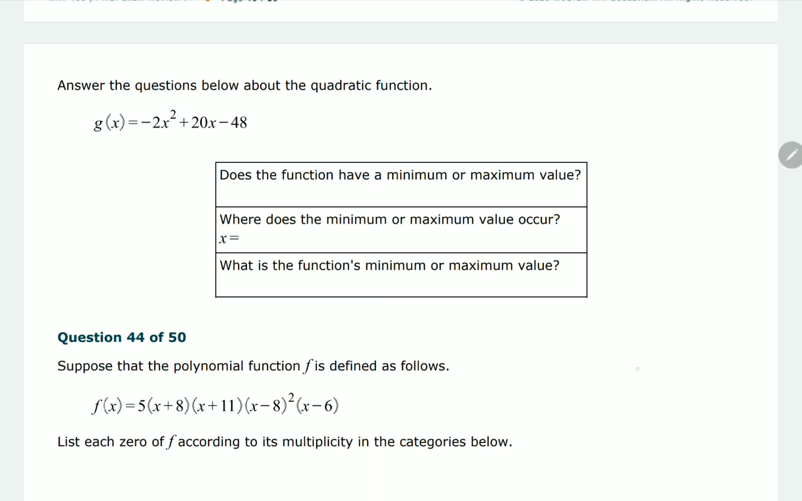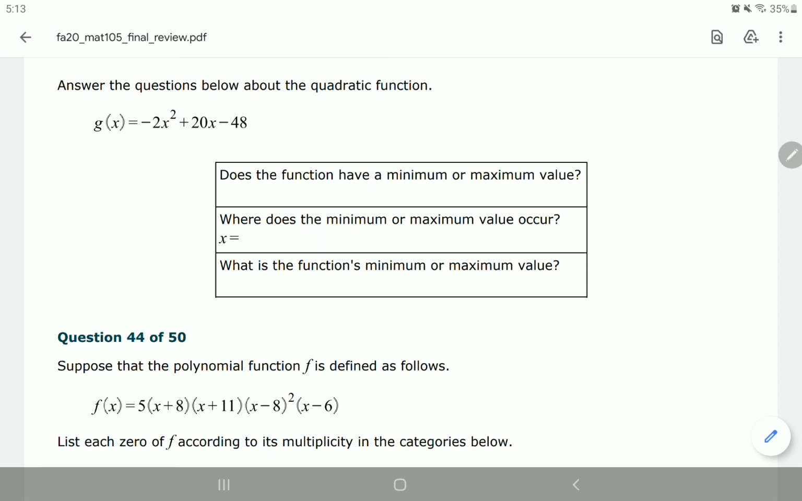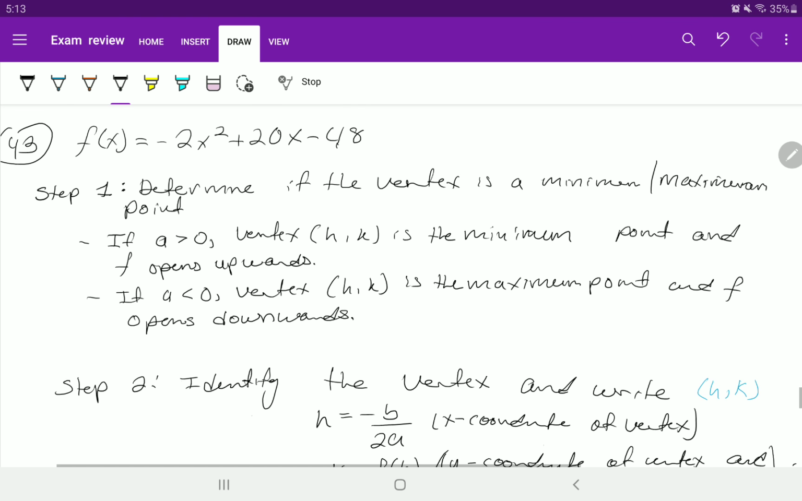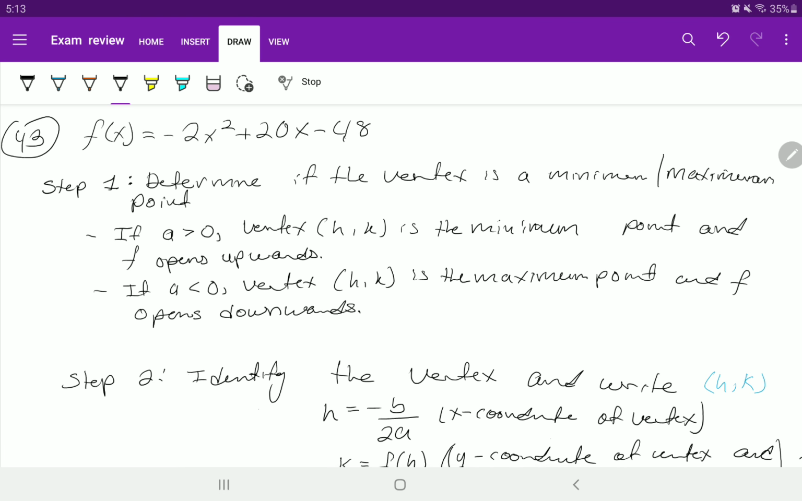All right, so this goes back to part 1 and part 2, the same thing I did in questions number 41 and 42. And by the way, for question 42, I left the 41 right there, so I apologize. That's still question number 42. To determine if the vertex is a minimum point or a maximum point, you must look at the a value.